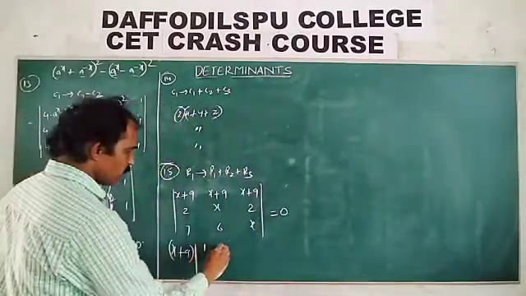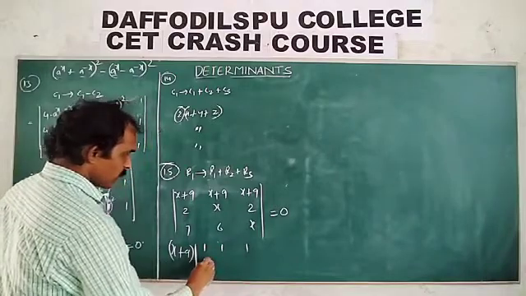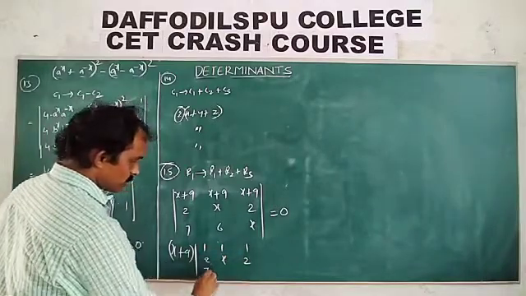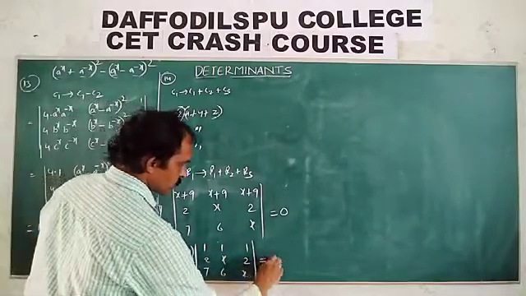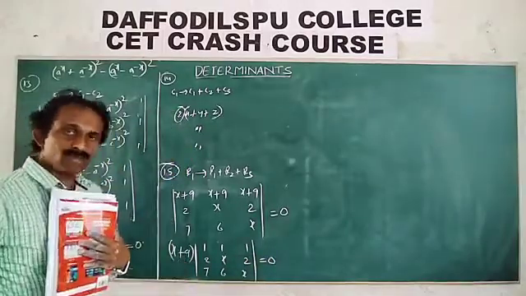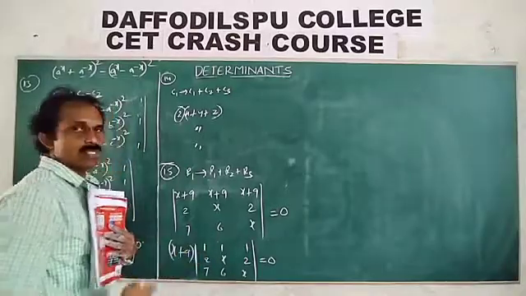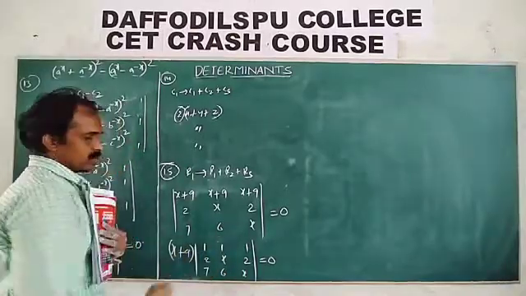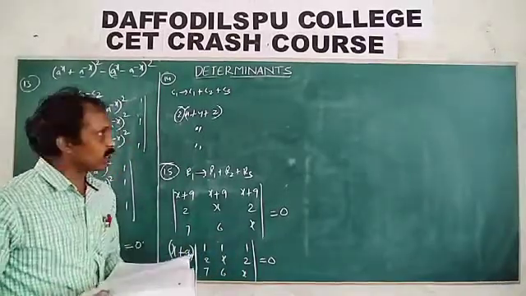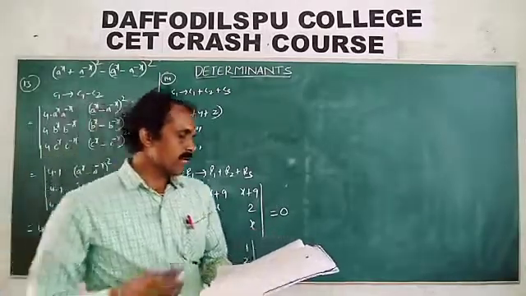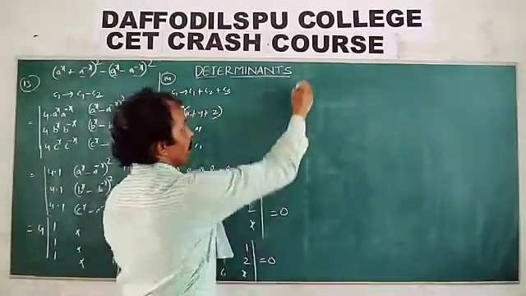Therefore 1 1 1, then 2x2, 7 6x. What do you understand? x plus 9 is a factor, which means x is equal to minus 9 is one of the roots of this. So find the remaining x values. Okay, right, question 16.